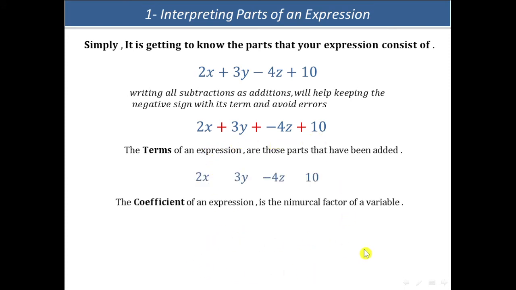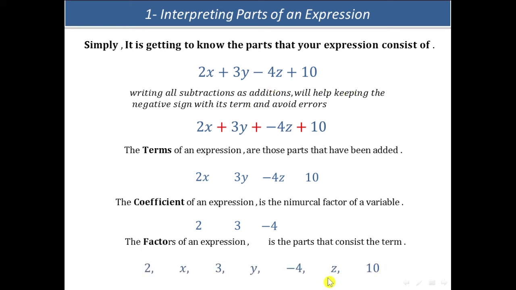The coefficients are the numerical part of the variable. So they are 2, 3, minus 4, but not 10, because there is no variable here. And the factors of this expression here are 2 and x for term 1, 3 and y for term 2, minus 4 and z for term 3, and 10 for term 4. These are the terms which all the equations consist of, okay?